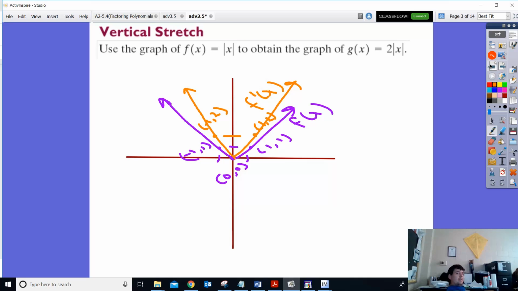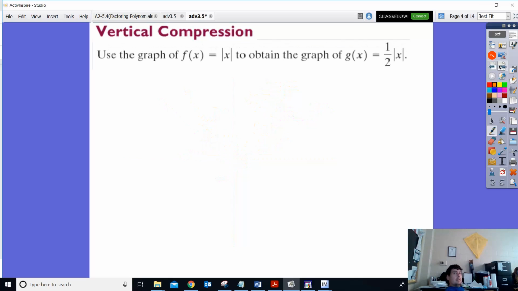By the way, that is actually truly called a vertical stretch. It pulled the graph up. This one's actually called a compression. I can do it real quickly. Boring, but still a compression. I just call them both stretches.